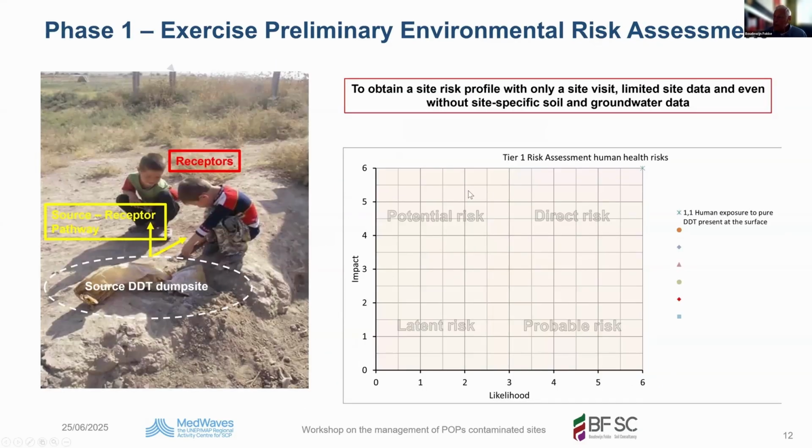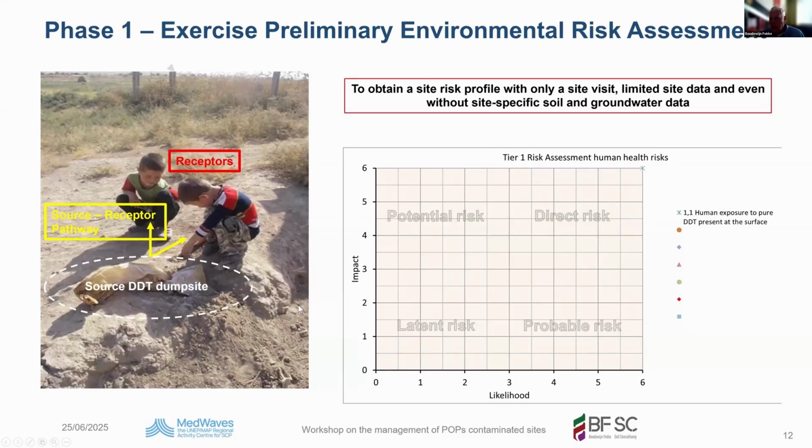Now here again, an exercise to obtain a risk profile with only a site visit, limited site data, and even without site-specific soil and groundwater data. This is very simple. You see here a picture. This is an uncontrolled dump of pesticides, not fenced, nothing. 2 boys here playing. This is in Tajikistan. They're playing with a pocket knife and they pour into the DDT. So this is the source. The direct contact with the hazardous waste is the pathway, and the receptors are the boys.